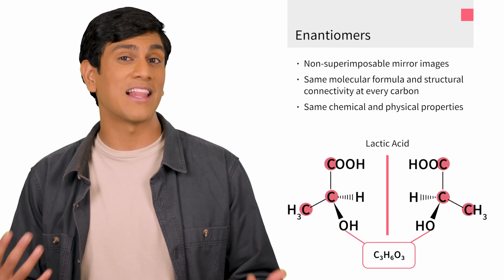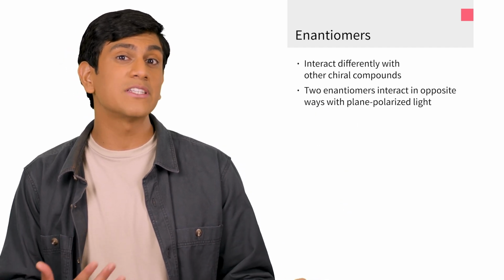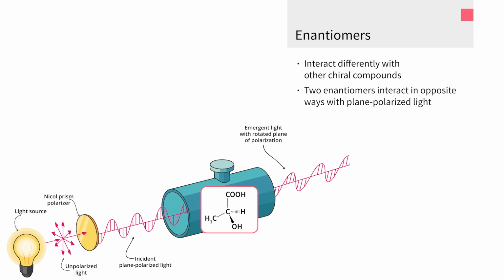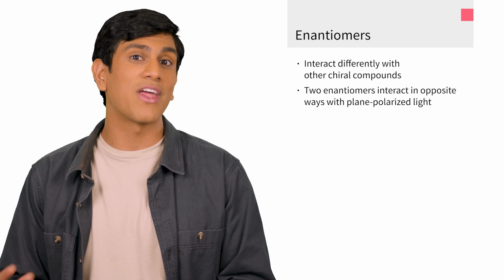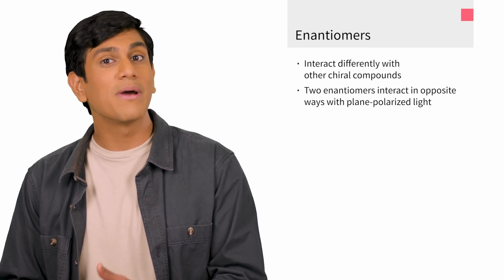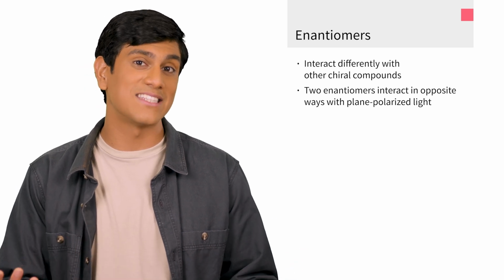There are 2 exceptions to that last part though. First, enantiomers interact differently with other chiral compounds. Just like trying to shake another person's right hand with your left hand would lead to a pretty awkward situation. Second, 2 enantiomers will interact in opposite ways with plane polarized light, which is light that oscillates in only one direction. Since light is its own unique phenomenon, there's not a perfect analogy for that second exception. You can remember that an R enantiomer will rotate plane polarized light by the same amount, but in the opposite direction as an S enantiomer.